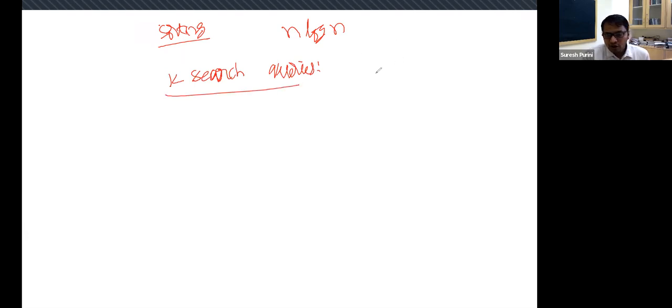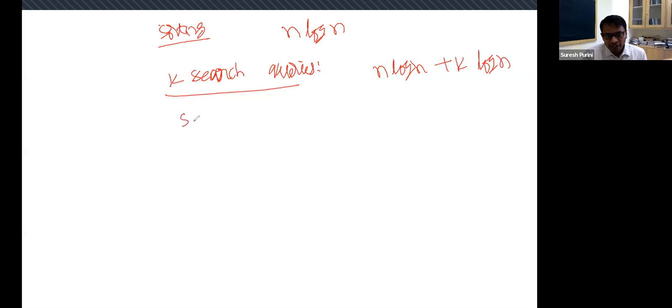So what happens is if you are asking k search queries, the question is, if you take the sorting approach, what is the time required if there is an unsorted list, you want to sort and do binary search for k queries, what is the cost? It is n log n plus k log n. This is if you take the sorting approach, sort and then do the search.